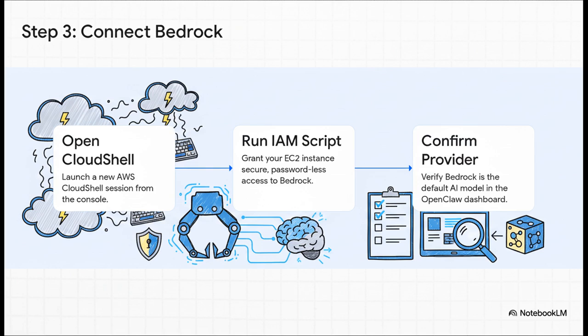So OpenClaw is installed, but it needs a brain, right? We need to give it some intelligence. We're going to do that by connecting it to Amazon Bedrock, which gives us access to all sorts of powerful AI models. There's a simple script you can run from the AWS Cloud Shell, and it'll create what's called an IAM role. That gives your instance secure, passwordless access to Bedrock. It's the right way to do it, following the principle of least privilege.